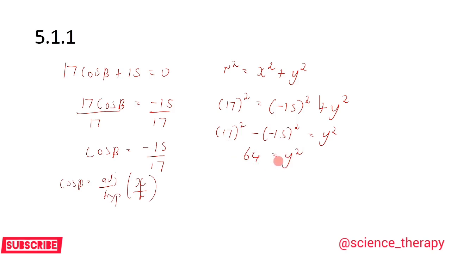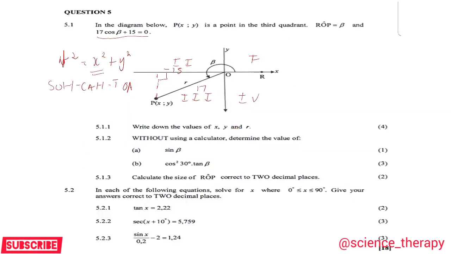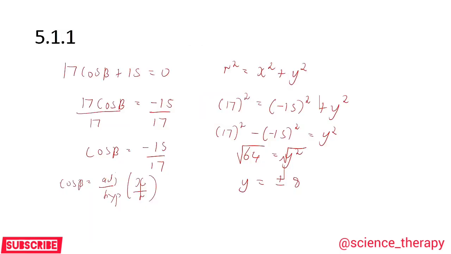Then remember, we are looking for y, so we have to square root both sides, and then we have y coming off as plus or minus 8. Now, according to our Cartesian plane here, we can see that the y values are below the x-axis. So we know if our graph is below the x-axis, the y has to be a negative value. So that means y is equal to negative 8, right? So we have y is equal to negative 8.